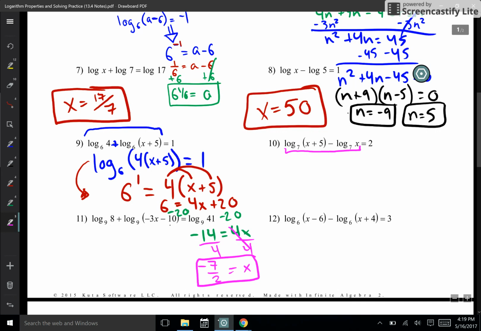We use the quotient rule to take care of that. So log base 7 of (x plus 5) over x is the left-hand side, and the right-hand side is just a 2. So once we get it down to that part, we have the logarithm isolated. Now our goal is to convert it to exponential form. So 7 squared, the base raised to the power of 2, is equal to (x plus 5) over x.